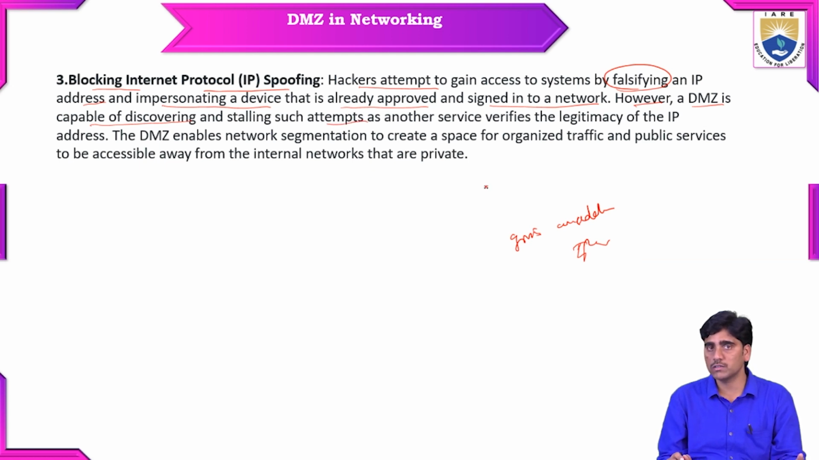The demilitarized zone is capable of discovering and stalling such attempts as another service verifies the legitimacy of the IP address. This demilitarized zone enables the network segmentation to create a space for organized traffic and public services to be accessible away from the internal networks that are private. So that is the way of blocking IP spoofing.